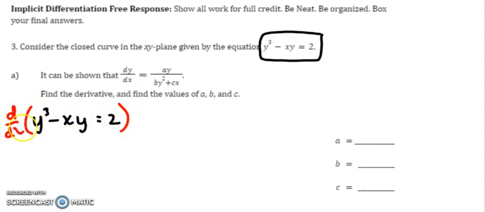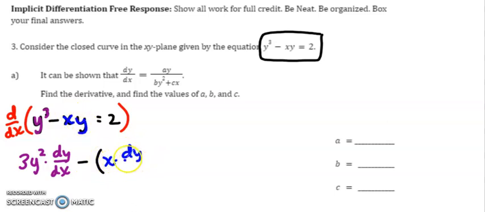I'm going to take the derivative with respect to x. So the derivative of y cubed with respect to x is going to be 3y squared dy/dx minus, to take the derivative of xy, I once again need the product rule. So first times the derivative of the second plus the second times the derivative of the first. Finally then, that's all going to be equal to the derivative of 2, which is 0.